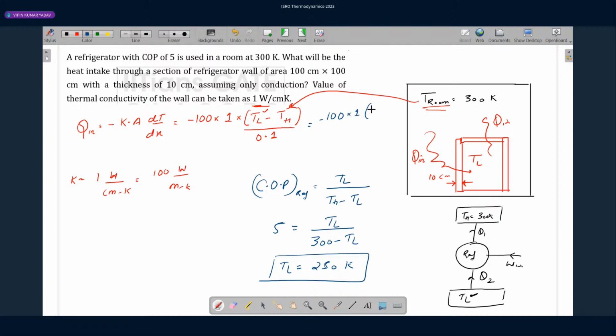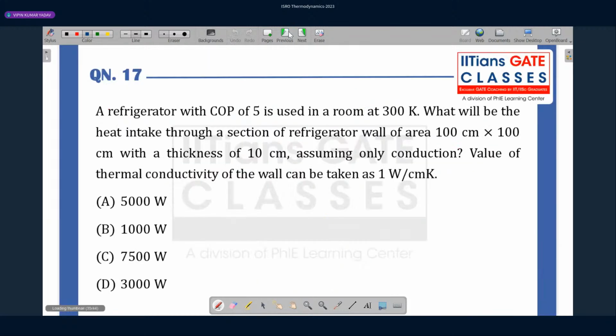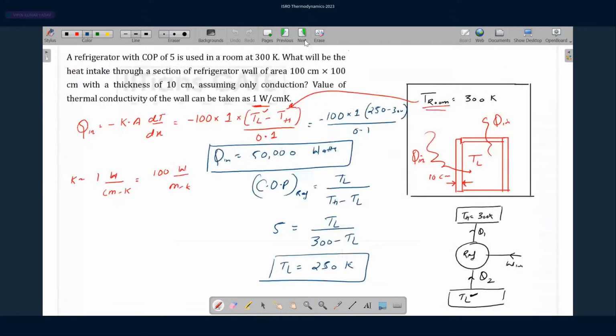100 into 1, 250 minus 300 upon 0.1. So Q in is equal to 50,000 watts. Okay, so this is your answer. 1 second. Is it 50,000? So this is 100 into 50.